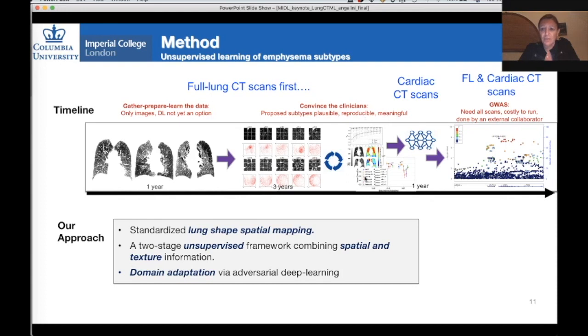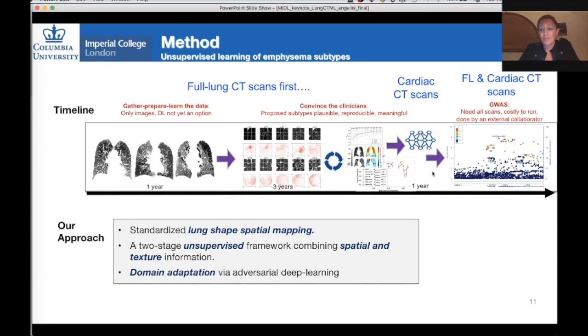And that goes through, again, a lot of evaluation metrics such as measures of reproducibility, measures of association with clinical symptoms done by the collaborators, and also measures of association with the standard emphysema subtypes. Once we were all happy with our subtypes, we then moved on to handle the cardiac CT scans and being able to label emphysema subtypes on those scans, and this is where we use deep learning.